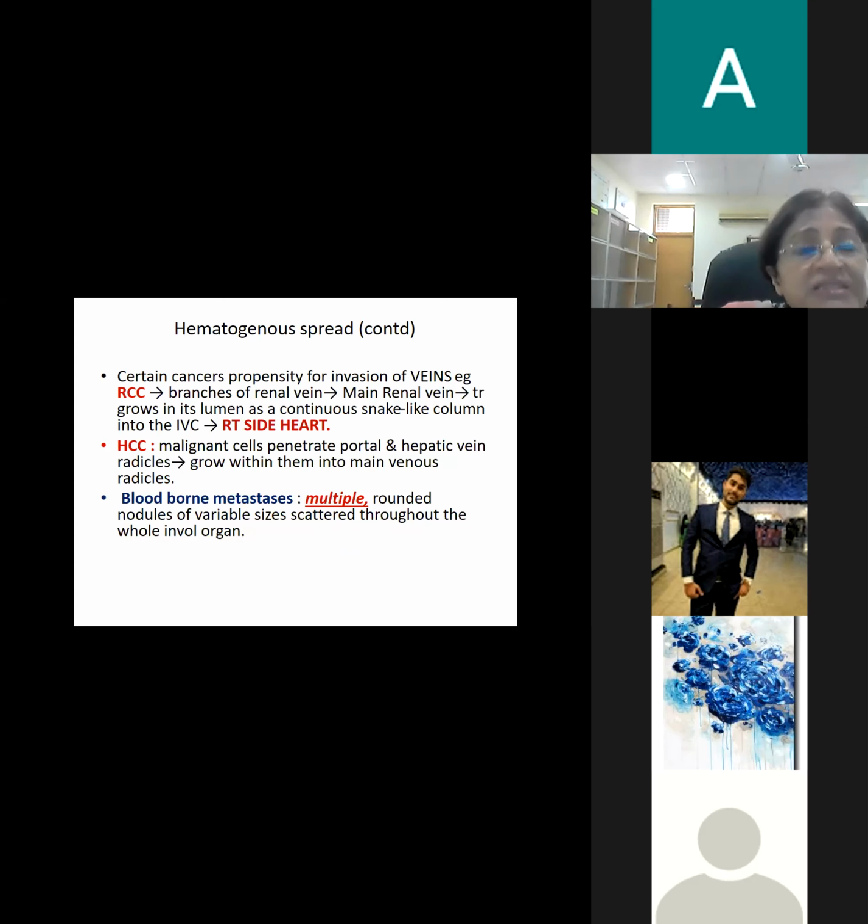For example, renal cell carcinoma, kidney cancer. It has a particular affinity to invade the branches of the renal vein. छोटी branches के अंदर घुस जाती हैं cancer cells. छोटी branches drain करती हैं into the main renal vein, and फिर into the main renal vein, the tumor cells grow in the lumen of the main renal vein. उसके lumen के अंदर grow करेगी as a continuous snake like.